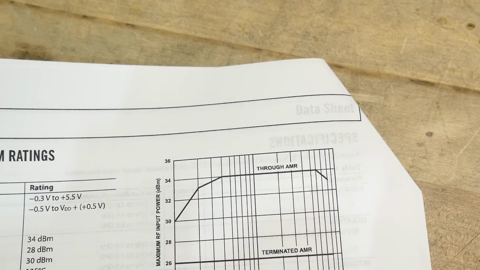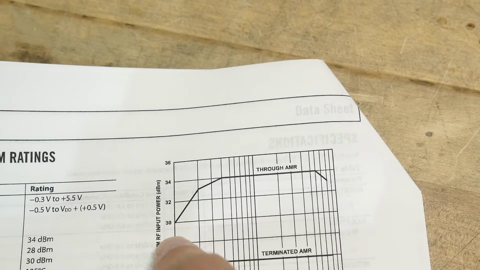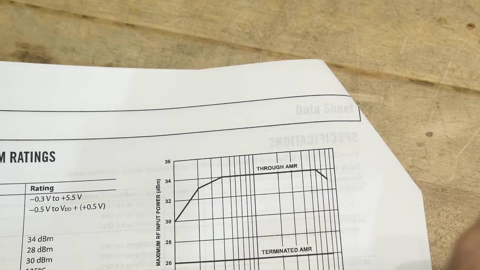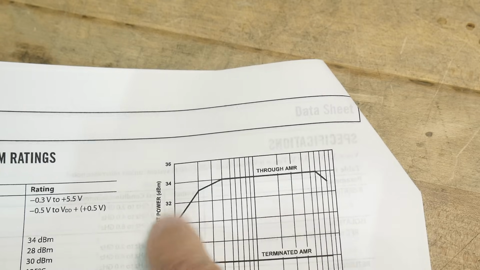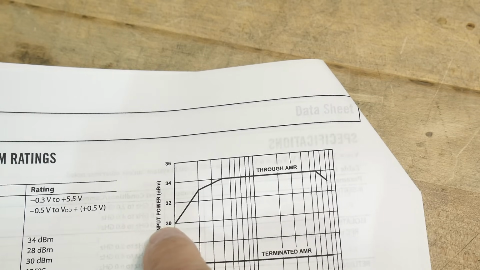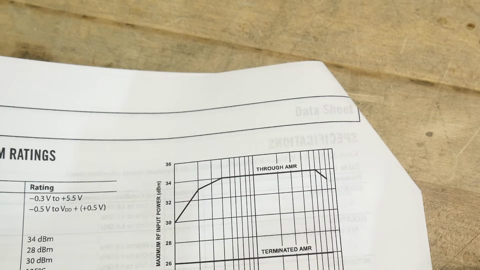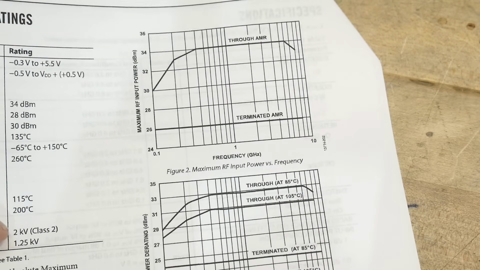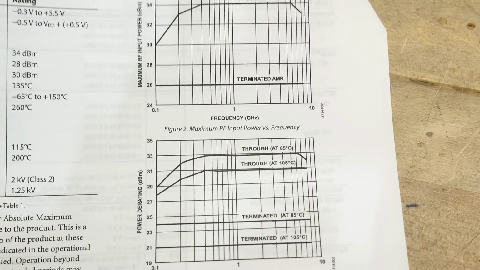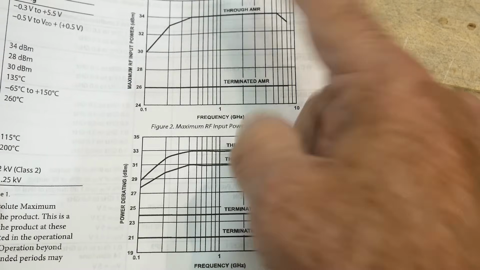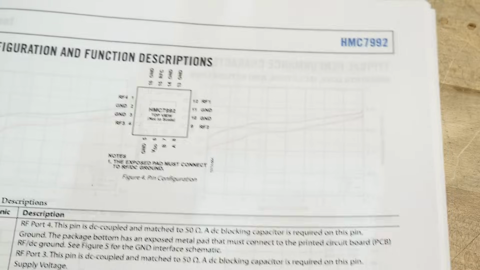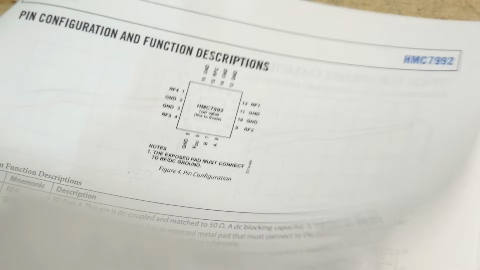Let's see. So this is input power versus frequency. Maximum input power. So at 100 megahertz, you can only put in plus 30 dBm, and at 1 gigahertz, you can put in plus 34. That's interesting. And it drops a little bit over here too. So yeah, power derating versus frequency. Those are related. Let's look at some other graphs.